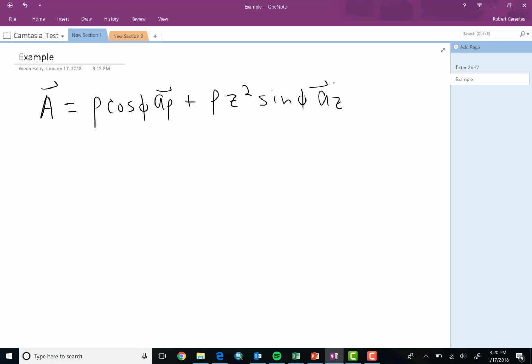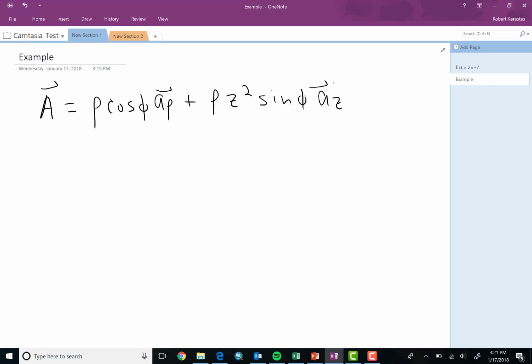So what we have to do is first we have to transform the variables and then we have to transform the vectors, okay? So we can see that we have rho cosine of phi and z squared sine of phi. Well, in Cartesian coordinates and cylindrical coordinates, z is the same thing, and so is the unit vector az. So we don't have to do anything with the z, but we do have to transform the rhos and the cosine of phi.